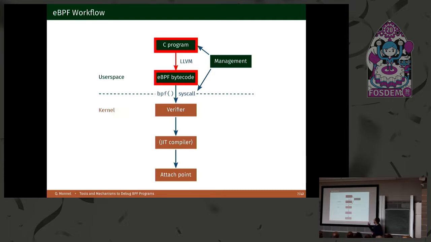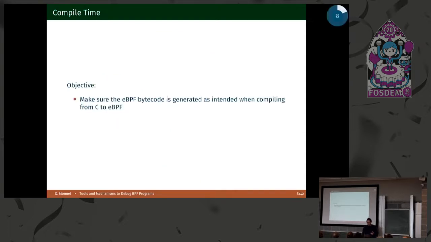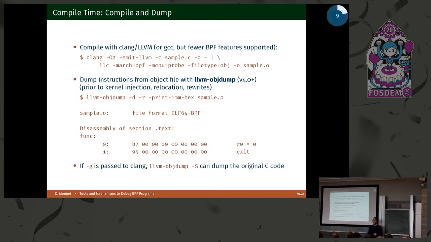So let's start with the first step of our workflow. When I try to compile a C program, for example, into eBPF bytecode, at that step of the process, I want to make sure that the eBPF bytecode is consistent with the program I had in mind, with what I wanted to create. And so how can I do that? So I have this clang command line. Because you compile your C into BPF with clang and LLVM. There is also a GCC backend now, but it's not as complete as clang.